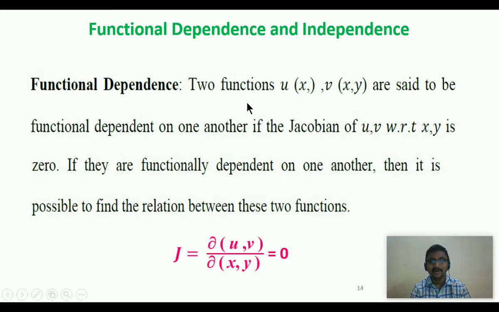Dependence and independence. Functional dependence. Two functions u of xy and v of xy are said to be functionally dependent on one another if the Jacobian of uv with respect to xy is 0. If they are functionally dependent on one another, then it is possible to find the relation between these two functions. So once again, if the Jacobian value is 0, then u and v are called functionally dependent, and also there exists a unique relation between u and v. If the Jacobian value is not equal to 0, then u and v are called functionally independent.